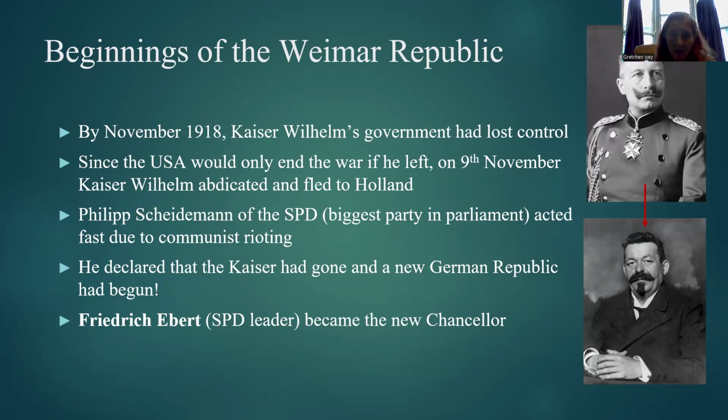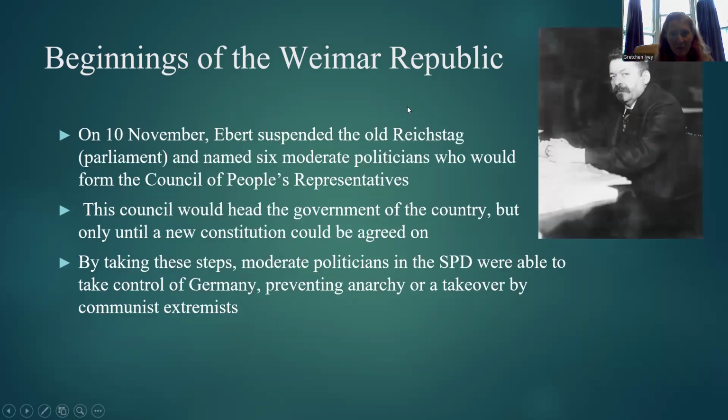Philipp Scheidemann of the SPD, the biggest party in parliament, acted fast due to communist rioting. And he declared that the Kaiser had gone and a new German republic had begun. Yay. Friedrich Ebert, the SPD leader, became the new chancellor. Okay, well, this is a good start. This made people happy, but things did not just fix themselves overnight.